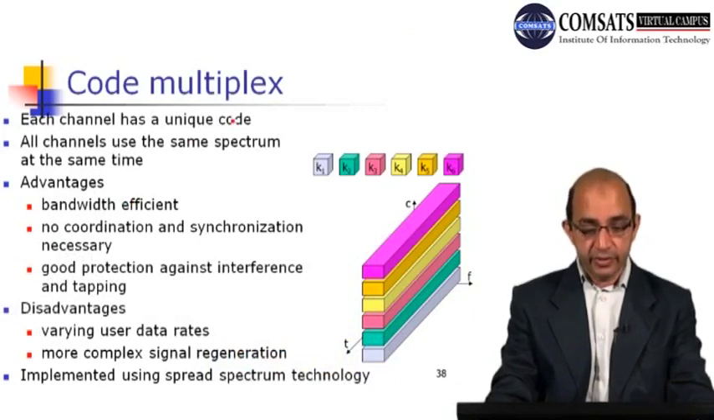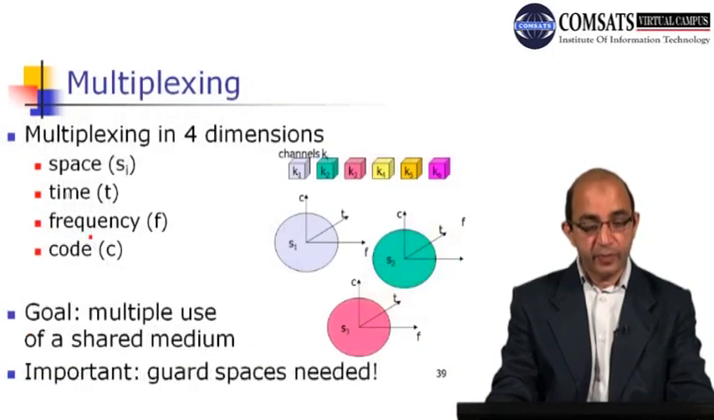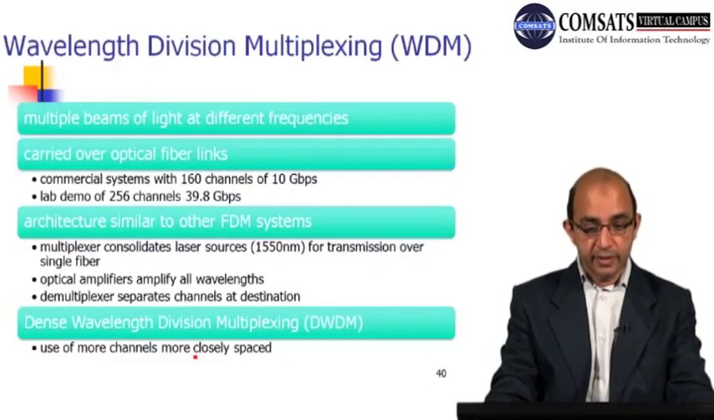Then there is code multiplex, which I will not go into detail about; we will discuss it later. Here we have multiplexing in more than 2 dimensions, not just frequency and time. You can see space, time, frequency, and code. So we can have multiplexing in 4 different dimensions, allowing multiple use of a shared medium.